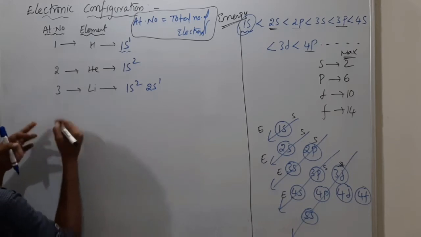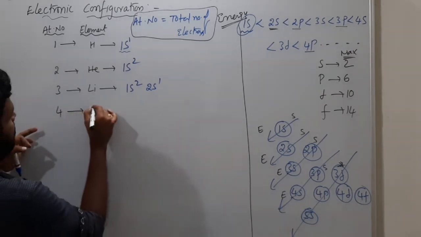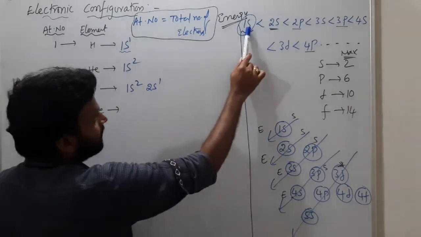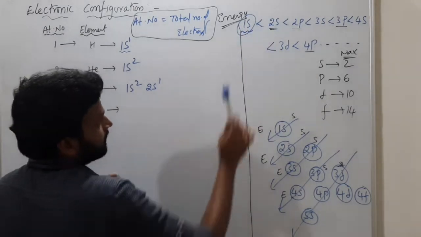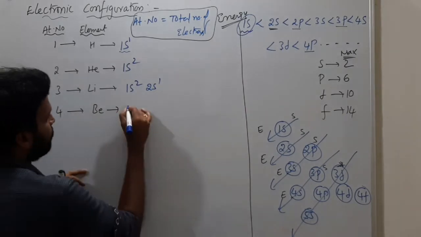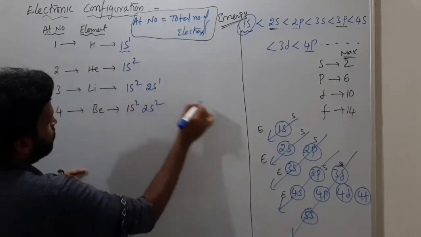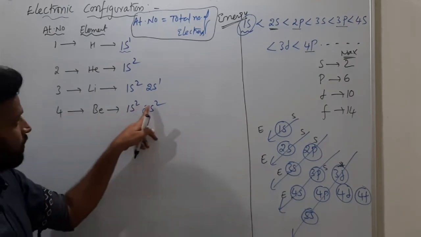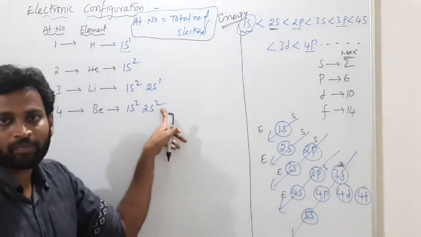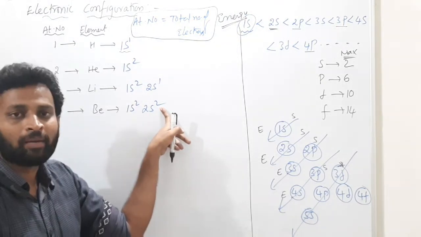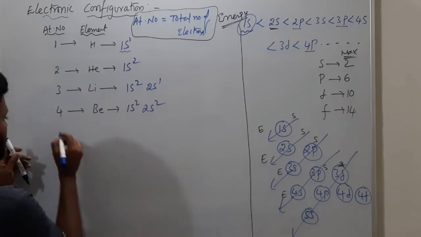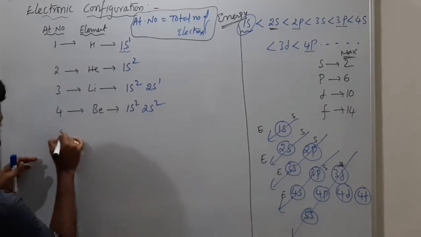So the next one is 4. What is 4? Beryllium, with 4 electrons. Here s can have a maximum of 2, so the configuration is 1s2, 2s2, because beryllium's atomic number is 4. These powers you have to add, and they are equal to the number of electrons. So 2 plus 2, 4 electrons. Next, the fifth one.